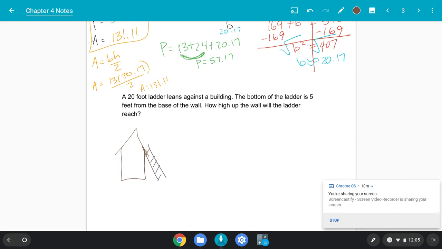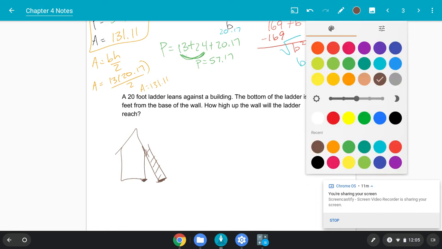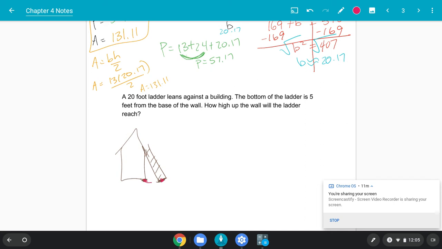The bottom of the ladder, so here's the bottom of the ladder, is 5 feet from the base of the wall. So here's the base of the wall. They're telling us that this distance from here to here is 5 feet. And then they're being tricky here, but they told us, so you can kind of see we have a triangle. We have 5, and they want to know this number right here. But then it's like, oh gosh, what the heck? Well, they actually told us that the ladder is 20 feet. So we have 2 out of 3 sides.